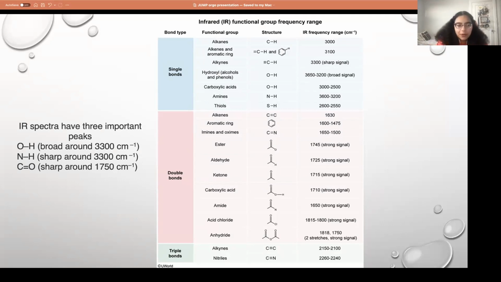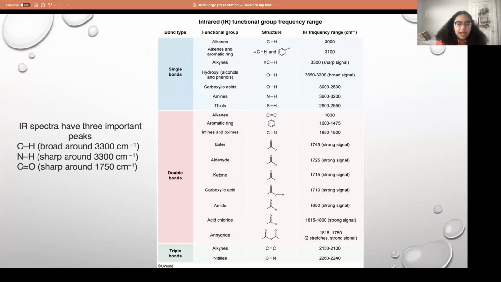So I'd say the 3 important ones to know. An OH bond has a peak that's broad. So it's more U-shaped than a steep V, if that makes sense. And that would be around 3,300 inverse centimeters. And so molecules with an OH would be alcohols, water, carboxylic acids.